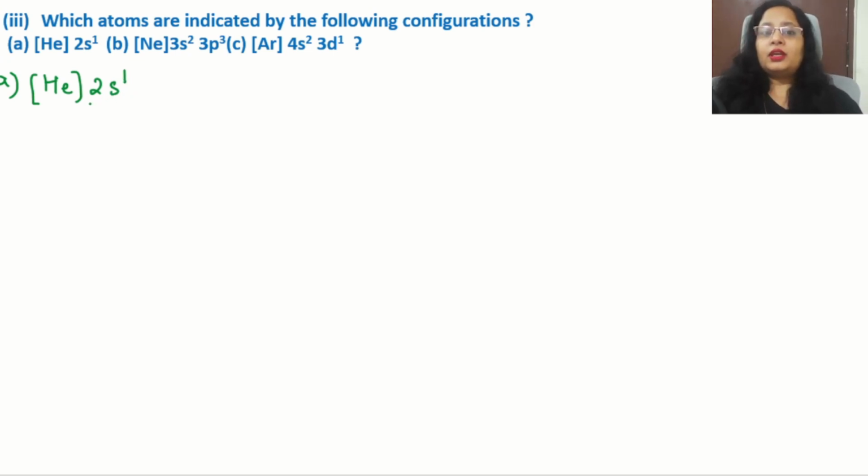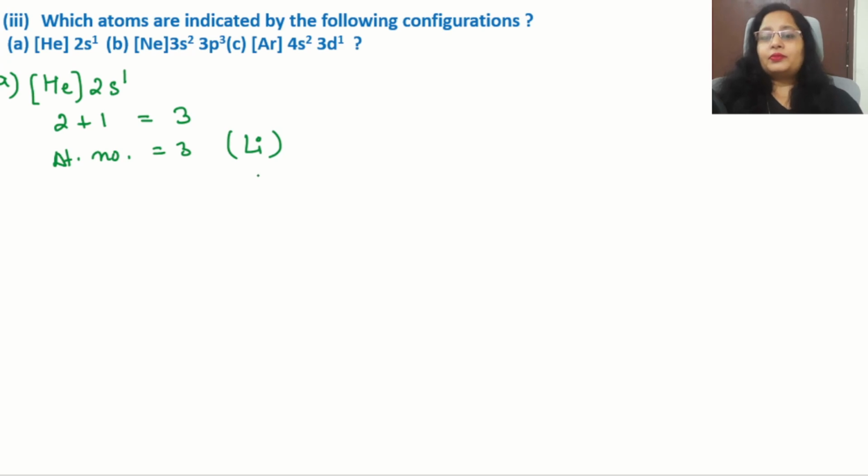Now here there are two ways to solve this problem. First is, if we know the number of electrons in helium, then we'll proceed. Or second, we will write the full electronic configuration as we did in the second part. So I will tell both. For helium, the atomic number is 2, and in the 2s the number of electrons is 1. So total number of electrons is 3. For 3 electrons, it means atomic number is 3, and atomic number 3 is for lithium.